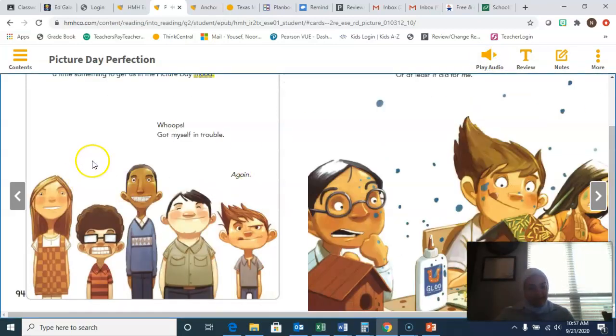Why did he get himself in trouble? Everybody's practicing how to smile and stand up straight and look nicely. And what is he doing? A silly face. Oh my goodness. And I bet his teacher called him out and he got in trouble. All right.